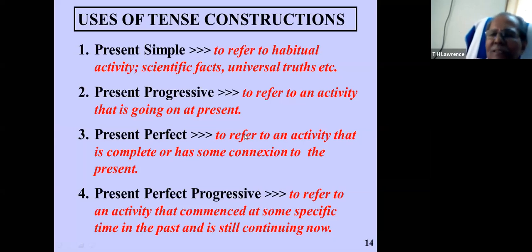Okay. Present simple. Present simple tense construction is usually used to refer to a habitual activity or a scientific fact or a universal truth. When I say a habitual activity, what can that be? How can we simplify it? See, I get up at 6 a.m. every day. I eat vegetarian food. I go to bed at 10 at night.